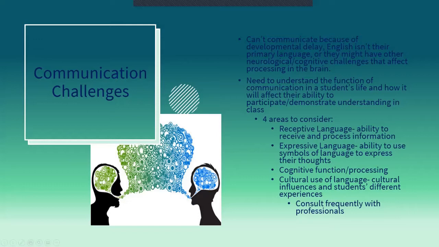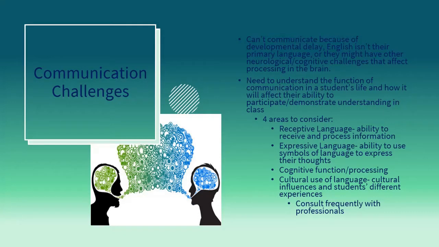Okay, next is communication challenges. So some students might not be able to communicate because they either have a developmental delay, English isn't their primary language, or they may have other neurological or cognitive challenges that affect processing in their brain. So one thing that you'll need to understand as a teacher is the function of communication in that student's life and how it will affect their ability to participate or demonstrate their understanding in class.